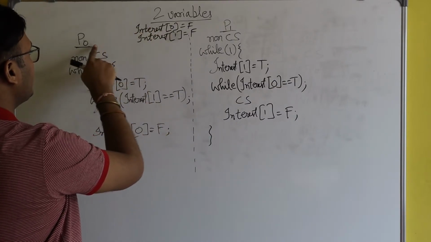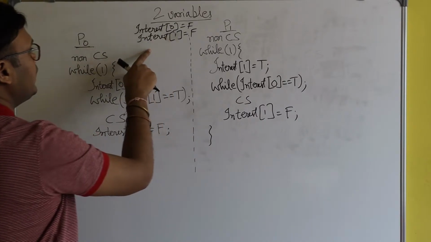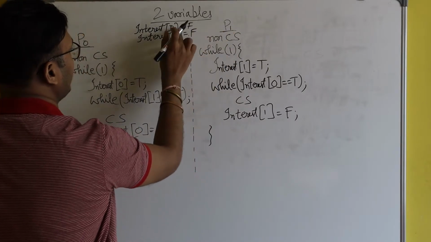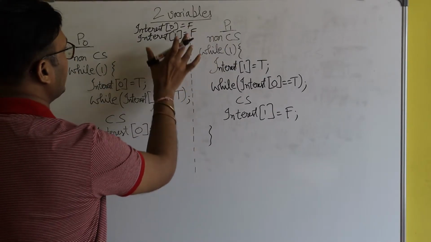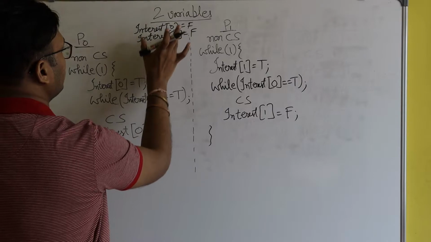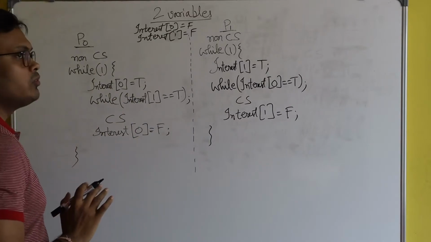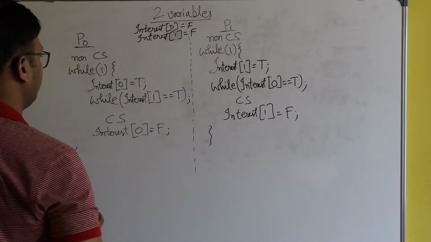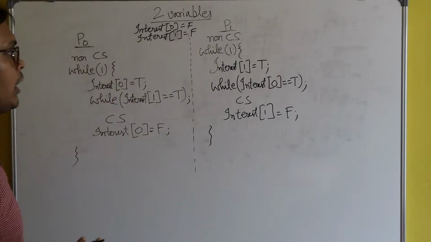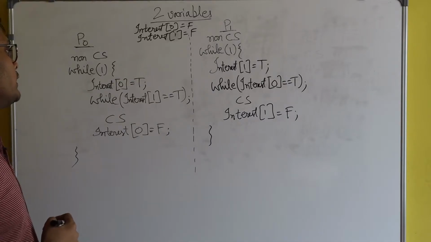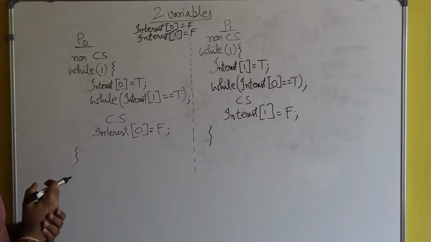Interest of 0 indicates the interest of process P0, and interest of 1 indicates the interest of process P1. That's why I have written 0 here: 0 means P0, 1 means P1. And you see, both are initialized as false: interest 0 is equal to false, interest 1 is equal to false. Now the codes are written for both the processes, P0 and P1. We will analyze this code and see whether mutual exclusion, progress, and all these properties hold or not. So let's analyze the code.